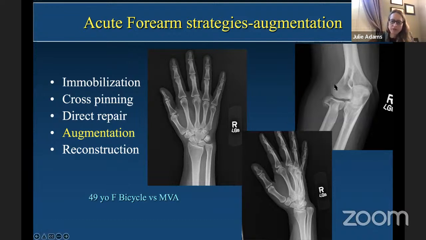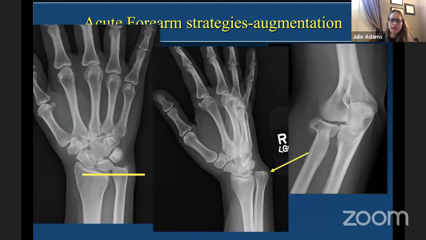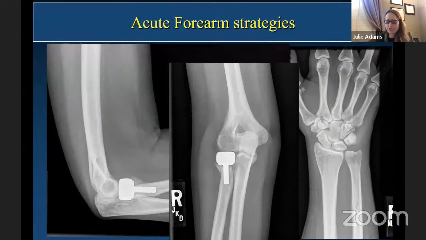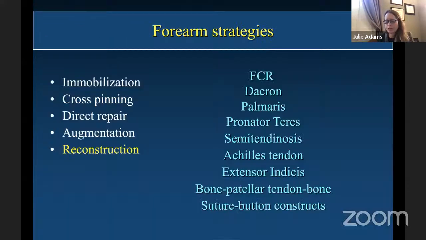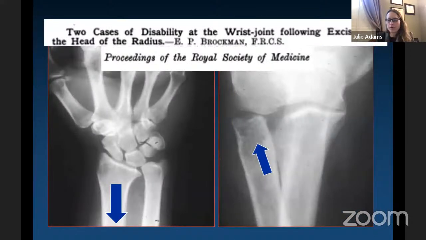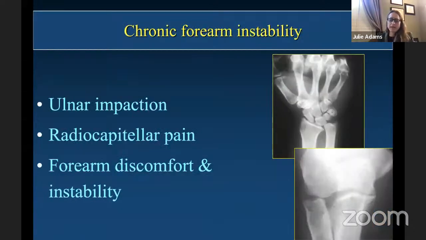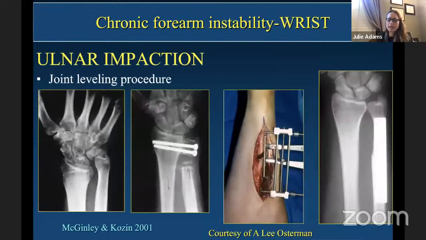And this is one that you're very concerned about, an Essex-Lopresti lesion, and she had a distal radioulnar joint disruption as well. So I replaced her radial head and did the pronator graft. Ultimately, here she is preoperatively, and here she is postoperatively, and she did quite well. Reconstruction has been described with a lot of different structures, some of the same structures that are used in the acute setting. I think the position you want to avoid is having this chronic radiocapitellar impingement and ulnar impaction at the wrist. In the chronic setting, you have to deal with the radiocapitellar pain as well as the wrist pain, but also there's some discomfort in the forearm that patients often have. Typically at the wrist, we do a joint leveling procedure, usually an ulnar shortening osteotomy.